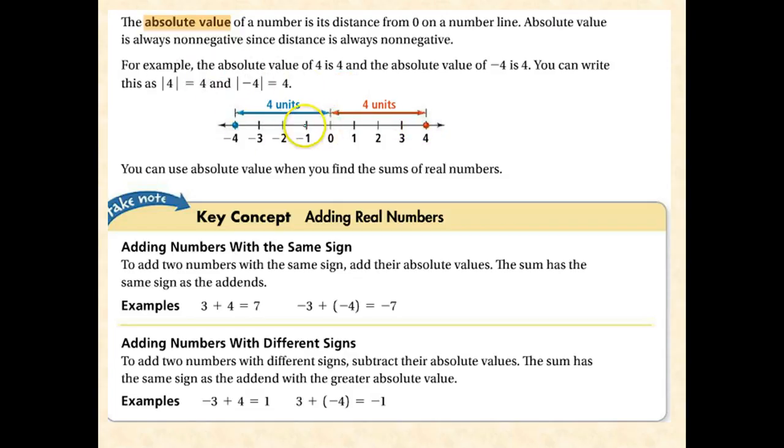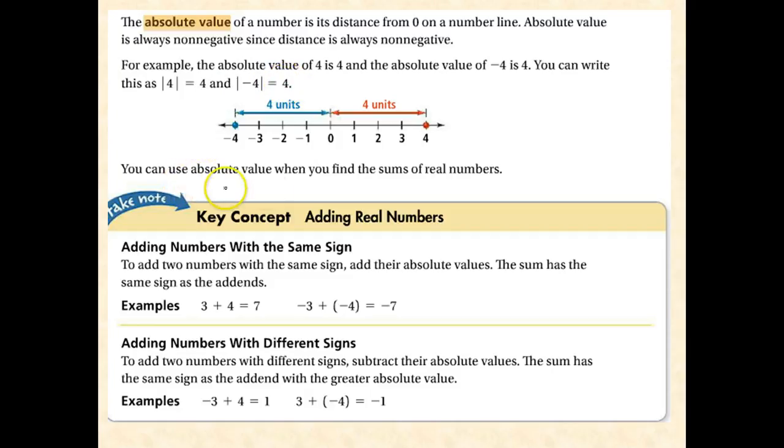Negative 4 is 1, 2, 3, 4 steps away from 0. So the absolute value is 4. Absolute value just means how many units away from 0. So the absolute value of 4 is 4, and the absolute value of negative 4 is 4, and this is how we write it: absolute value of 4 equals 4. Absolute value of negative 4 equals 4.